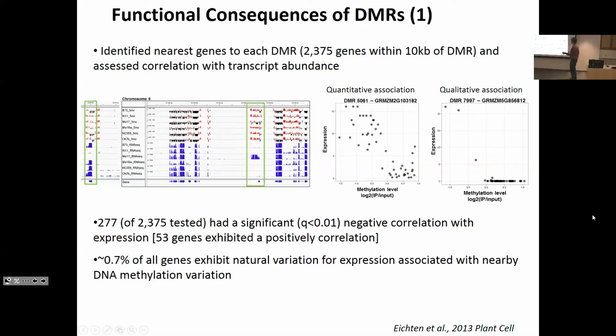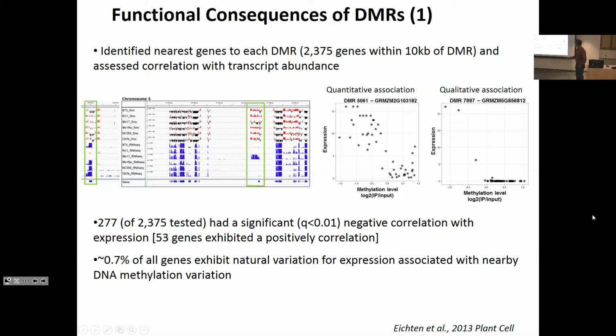In about 10% of those cases, we have a significant negative correlation. There are another 53 with a positive correlation. So that is that if it's negative, the methylated allele is lower expression. Okay? If it's positive, the methylated allele is higher expressed. I don't quite know what to do with that number. So it's certainly true that not all of the DMRs are affecting expression, but 277 genes is a decent number of genes to be on or off, and that's some level of natural variation there.